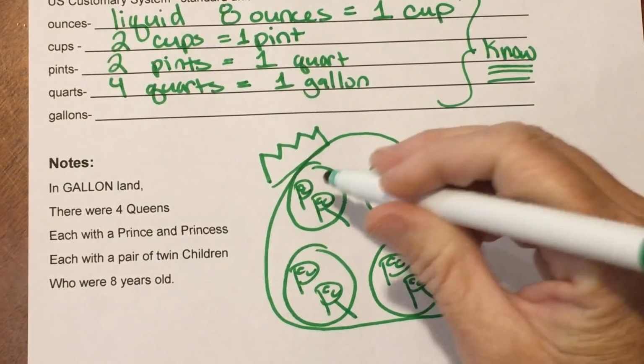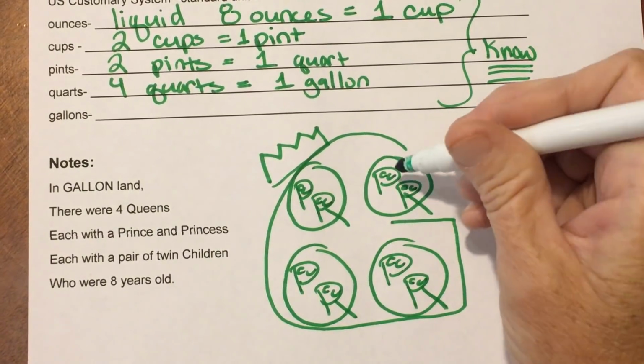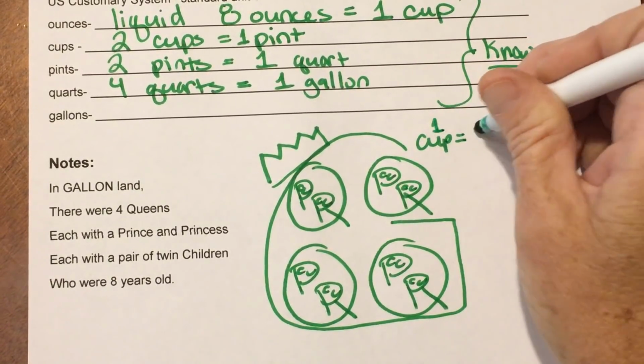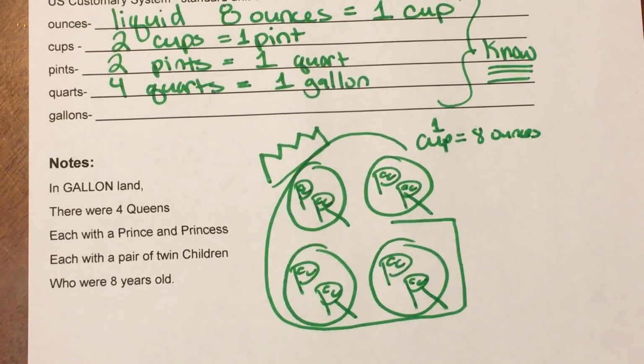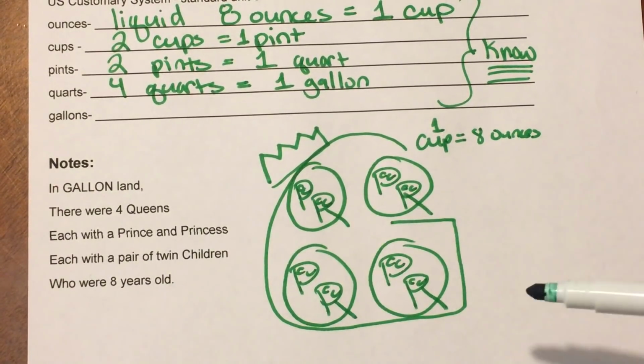Okay, and each are 8 years old. The reason we remember the 8 years old is because 1 cup equals 8 ounces. So if I remember the 8 years old, it helps me remember that. Now, why is that so helpful? There's so much information I can get just from this picture.